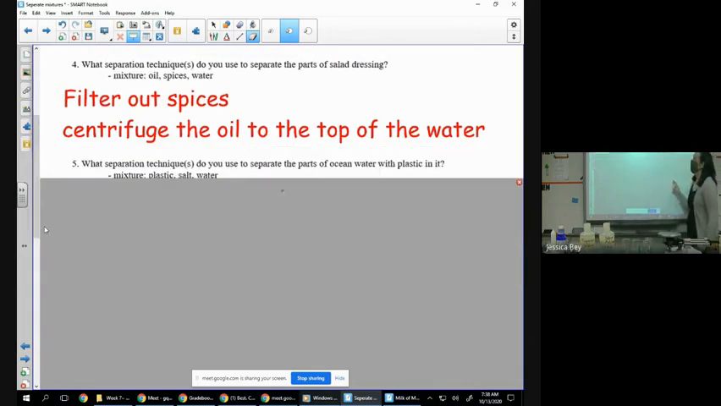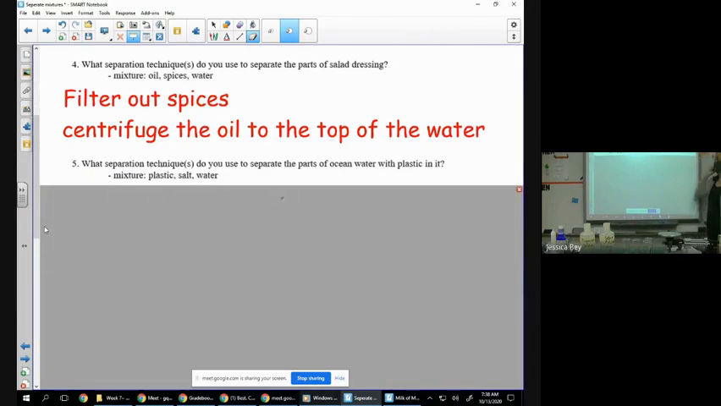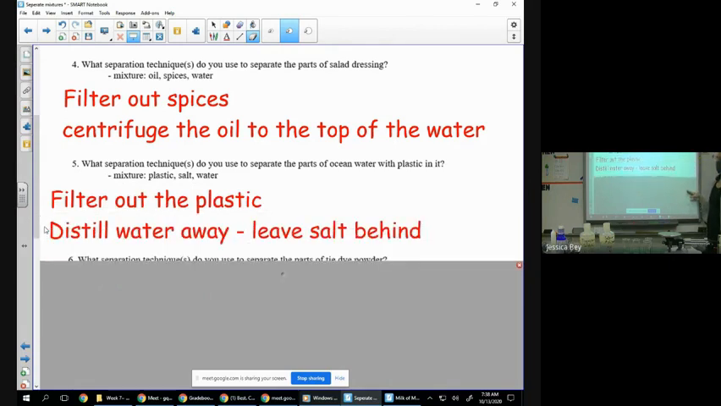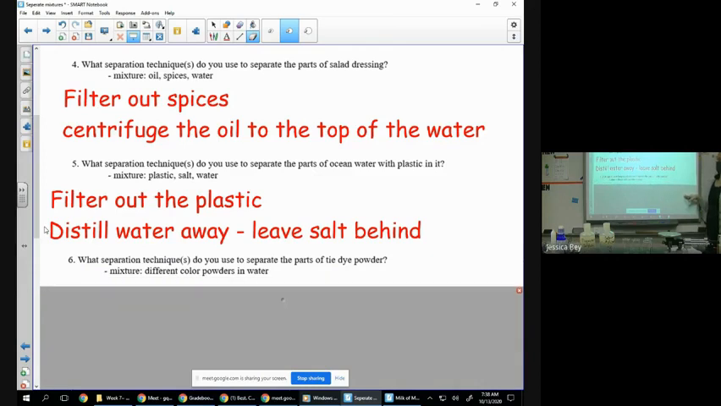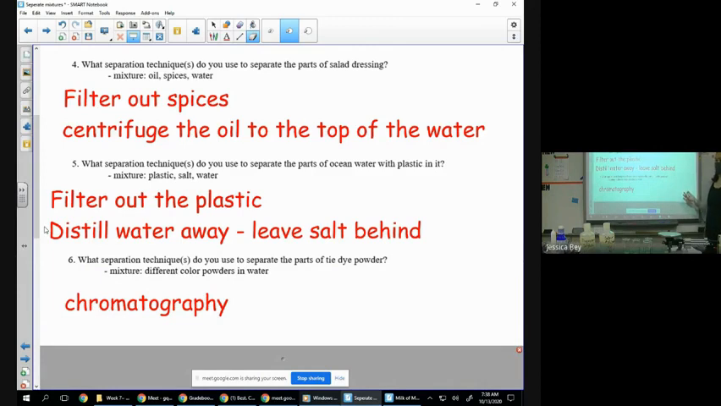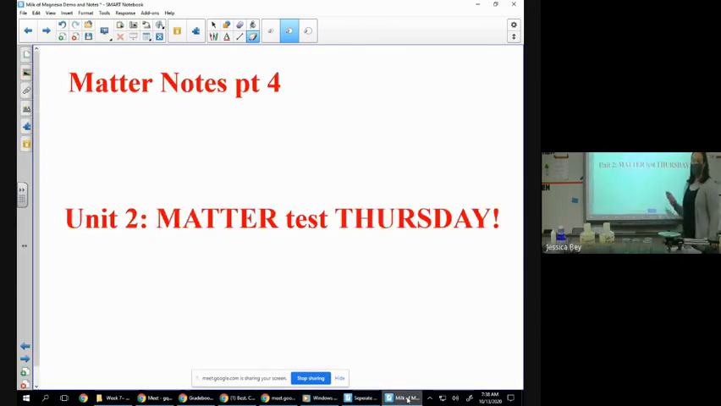If I have plastic, salt, and water, like if you were cleaning up the ocean, a lot of these seem repetitive after a while. Filter out the plastic, distill away the water, and leave the salt behind or collect it, whatever you want. And then last, if you want to separate the parts of tie-dye powder, you use chromatography. We don't really do a lot with chromatography. I think that's more in your biological and forensic sciences, but it's in our standards, so you get to know it. All right, hopefully you feel good with those separation techniques. You'll find those on the test on Thursday.